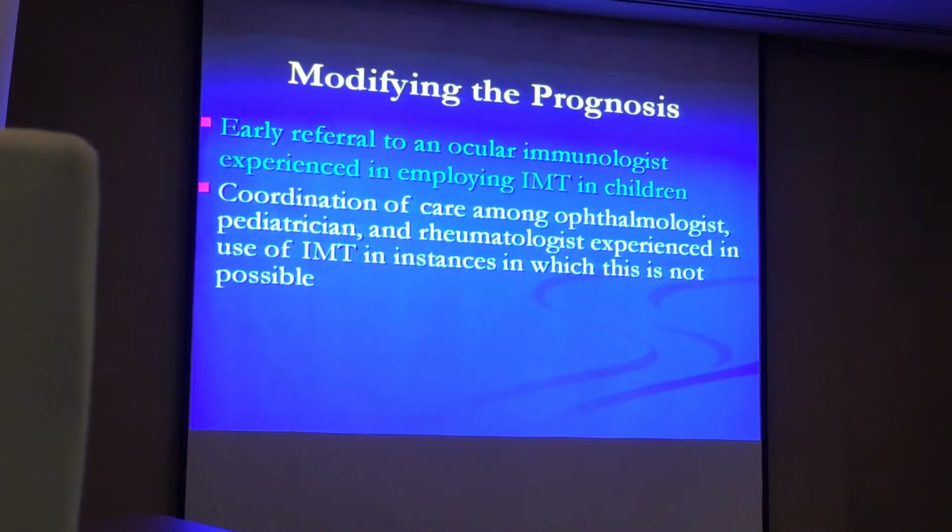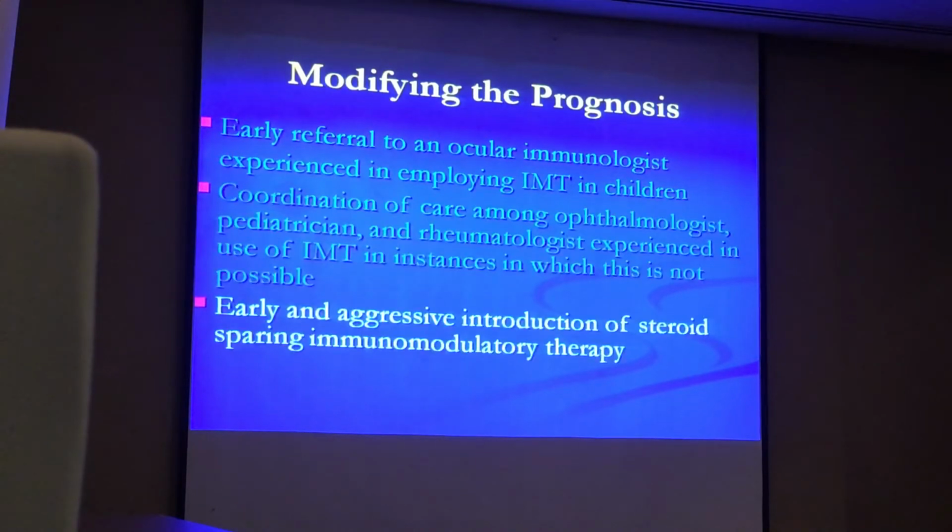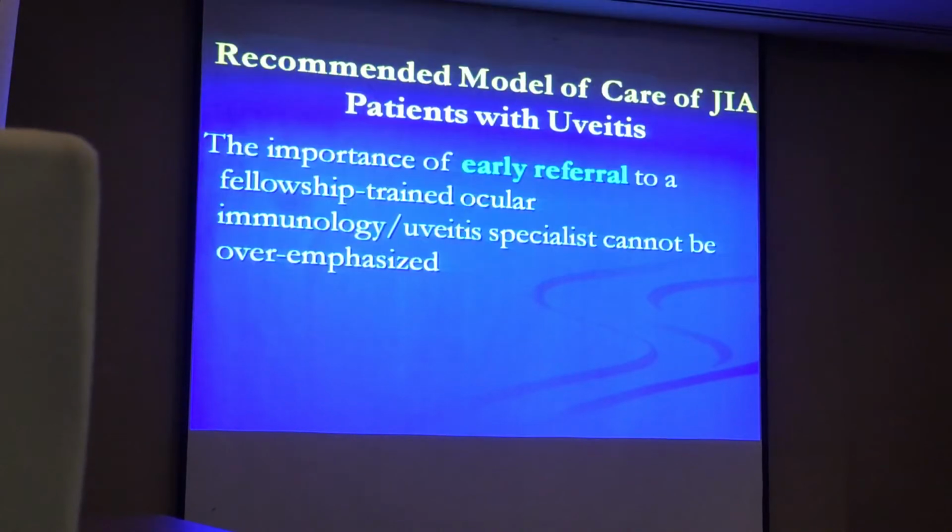Second, the care is even greater because now there are different people involved. You look at the ophthalmologist, the pediatrician to help out, and the rheumatologist experienced in managing this, so a pediatric rheumatologist, and that is so important. And then finally, the early and aggressive introduction of the steroid-sparing agent is also very important in order for us to control this.